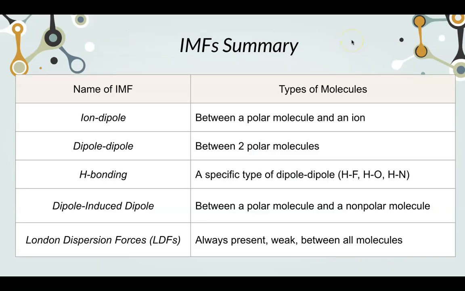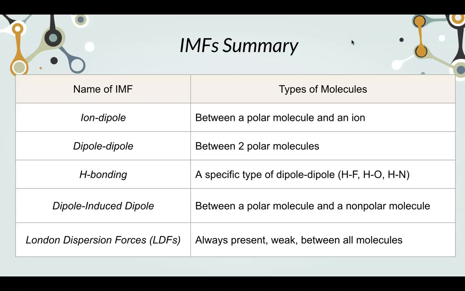To summarize all of the intermolecular forces, we can have ion-dipole interactions, and that's between a polar molecule and an ion. We can have dipole-dipole interactions, which is between two polar molecules. We can have hydrogen bonding, that's a specific type of dipole-dipole. And we can have dipole-induced dipole, so that's when we have a polar molecule and a nonpolar molecule. And then last, we always have London dispersion forces. Those are always present, and they're weak and transient.